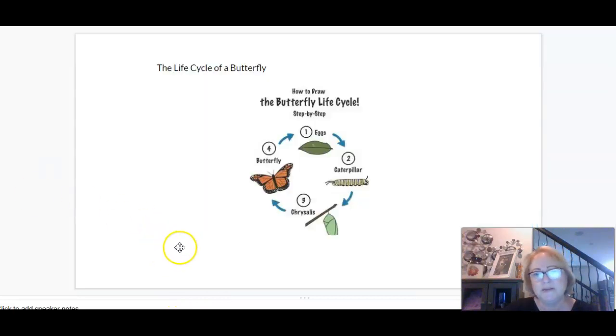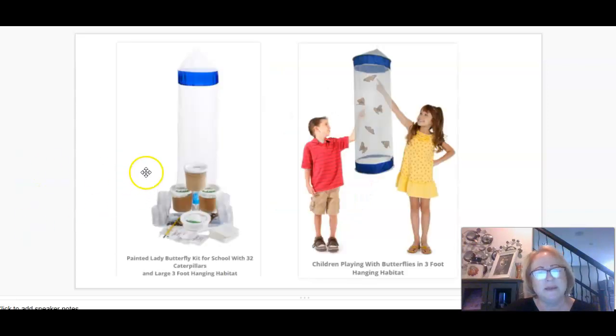More visuals for our kindergarten students, since many kindergartners do not read yet, shows them the butterfly life cycle. This is the kit that we will be purchasing, and this will be the final result of the kit.